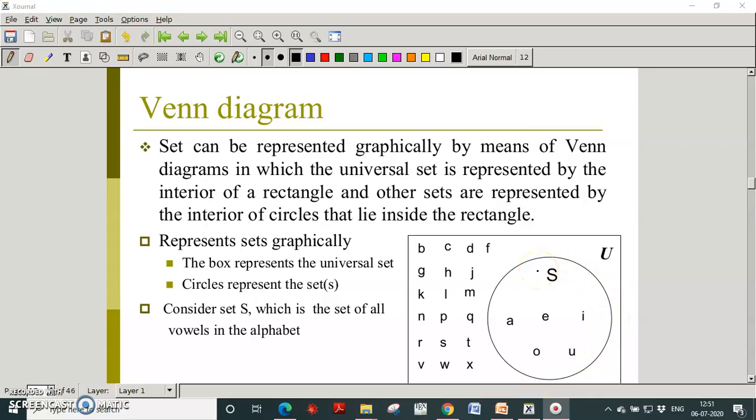We have taken the example of the set of vowels in the alphabet. The vowels of the English alphabet are A, E, I, O, U. So the universal set will be all the letters of the English alphabet. This is the universal set and this is the set of English vowel letters.